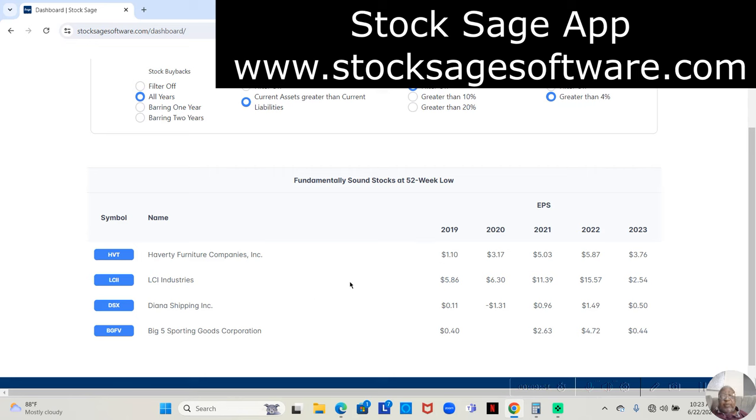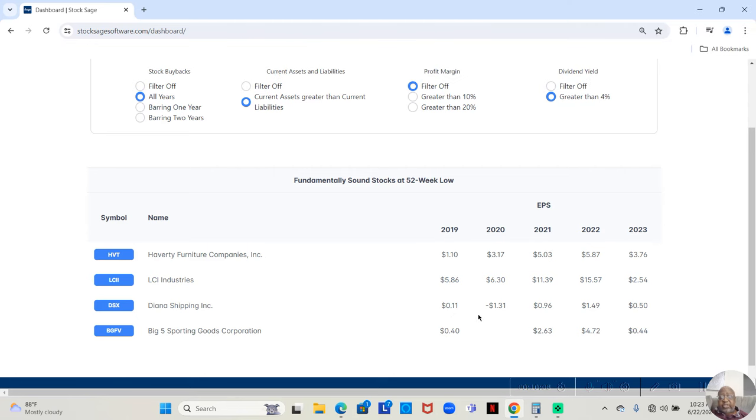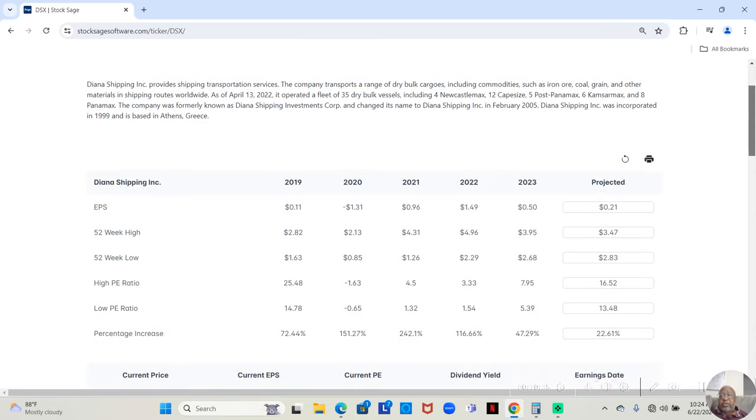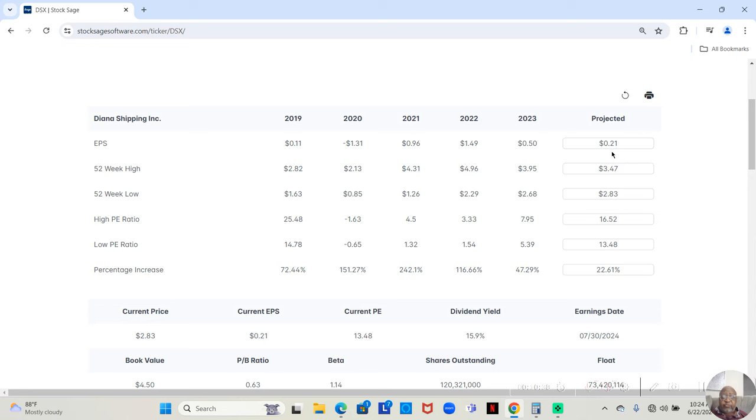Let's see if any of them are moving up every year. Well, actually, Diana Shipping is one of them. That's the one that we said has a 15% dividend yield. 11 cents in 2019, then they dropped in 2020. That was the COVID lockdown year. 96 cents in 2021, $1.49 in 2022, but in 2023 they dropped to 50 cents. And then if we look further, in 2024, they're projected at 21 cents so far. That's an even further drop.